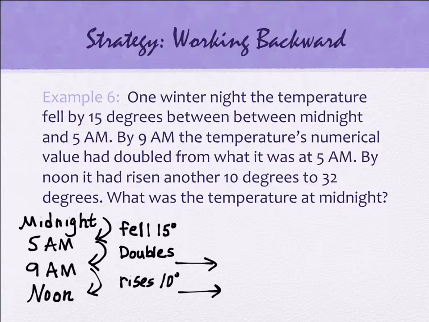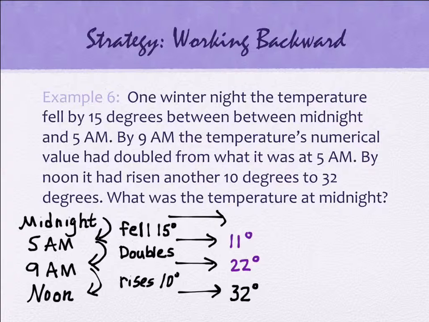Yeah, we need to find out these temperatures. And I know that the last temperature is 32 degrees. So we're going to go backwards. If it rises 10 degrees to end up at 32 degrees, what was it before it did that? 22 degrees. If it doubled to end at 22 degrees, what was it before that? 11 degrees. And if it fell by 15 degrees to get to 11 degrees, what temperature was it before that? 26 degrees. And that is our answer. 26 degrees at midnight.